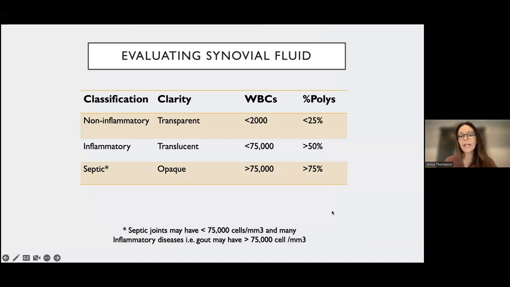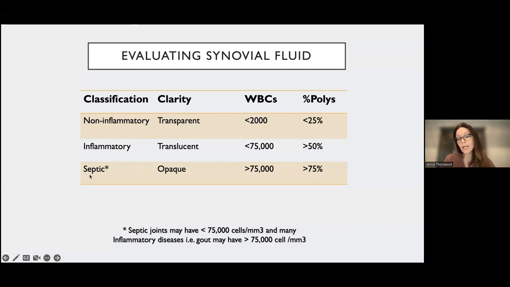The cell count can help you somewhat in figuring out if this is inflammatory, and potentially if it's infectious. It can certainly help you figure out if it's non-inflammatory. In a non-inflammatory joint, again, that fluid is transparent. You can see the other side. There's less than 2,000 cells in that fluid. If the fluid is inflammatory, it's still somewhat translucent, but you can't see the other side, generally less than 75,000 white cells, although certainly we've had patients with gout that have more than 75,000 white cells.